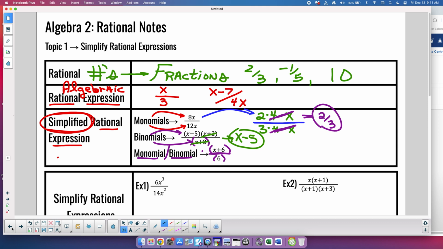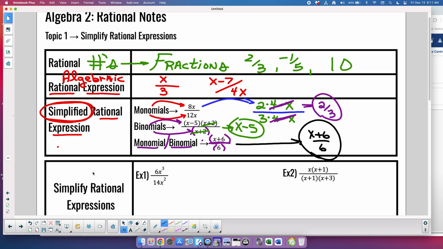What's the answer? Basically, you're staring at the answer, guys. An x plus 6 divided by a 6 is done. You can't touch them. The only reason you can't touch them is that one's a binomial and one's a monomial, and I told you, don't ever touch them. All right, you'll get burned. Here we go.